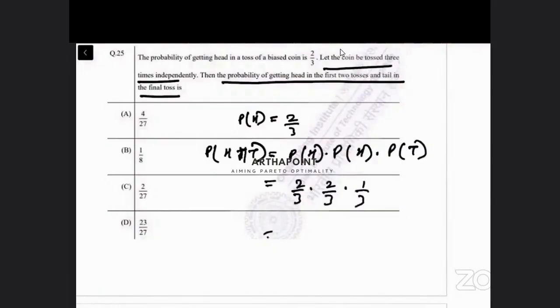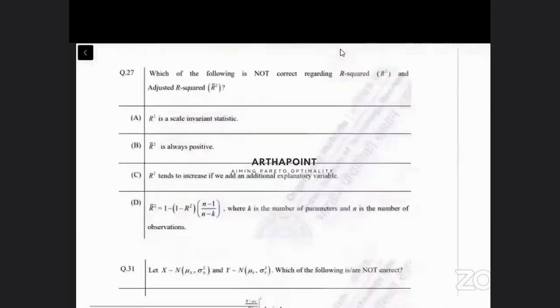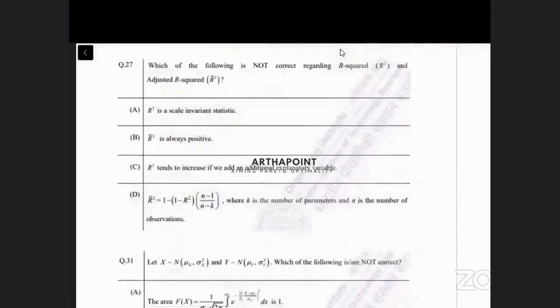And these are independent. So it will be probability of head times probability of head times probability of tail. So 2 by 3 into 2 by 3 into 1 by 3. So this will be 4 by 27. So a very simple question has been asked in probability. Therefore, basics are very, very important. Okay, come to the next question.